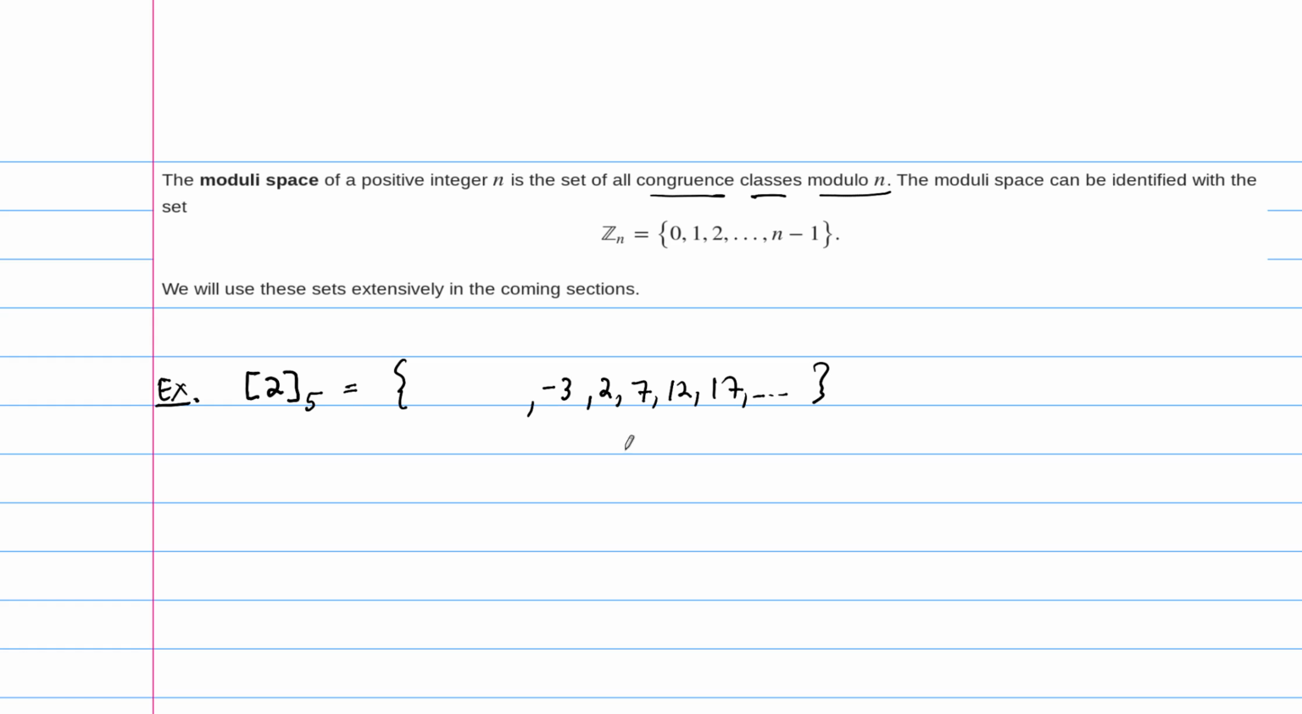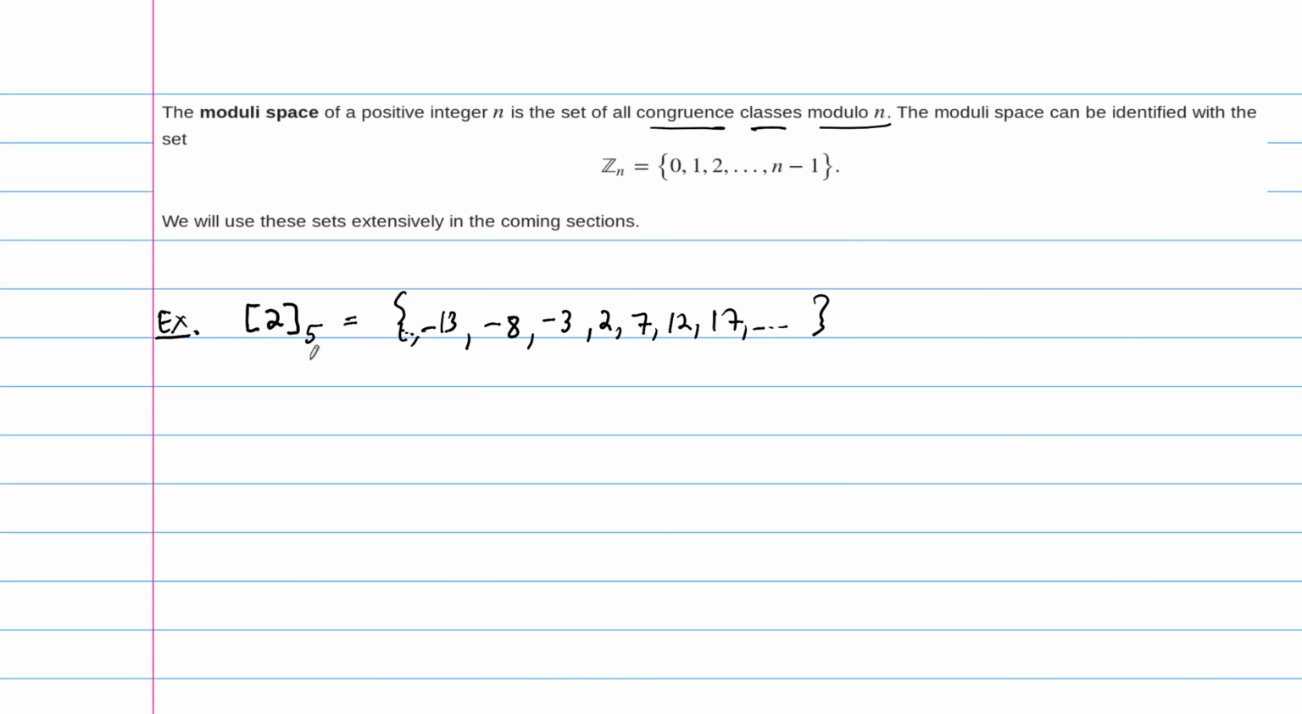And then back here, how far can we go? We have minus 8, and then minus 13, etc. So this is an entire set of representatives. Now, the only congruence classes modulo 5 are 0 mod 5, 1, the set of 2 that we just wrote out, 3, and then 4. Those are the only ones. So these are the only congruence classes modulo 5.